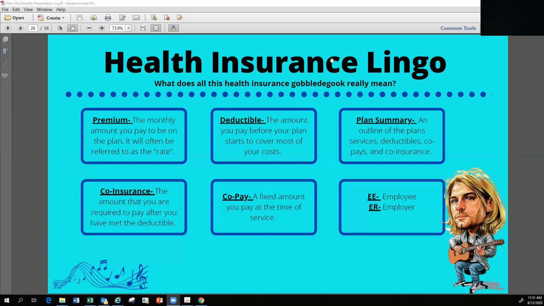A plan summary is an outline of the services, your deductibles, your copays, and your co-insurance. A co-insurance is the amount that you're required to pay after you meet the deductible. So once you've met the deductible, the insurance company will split the cost with you. Your portion is called the co-insurance. And then there's a copay, which is a fixed amount that you pay every time you go for services. And the last one is EE for employee and ER for employer.